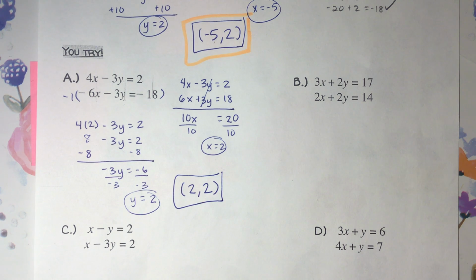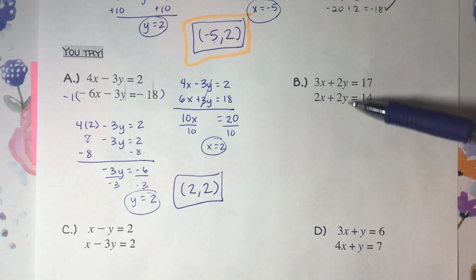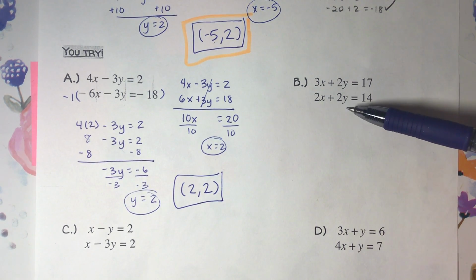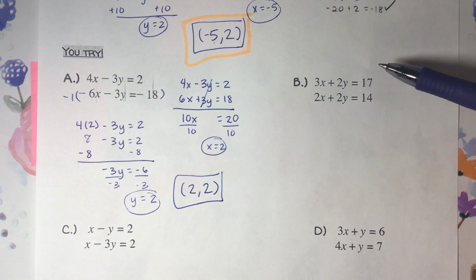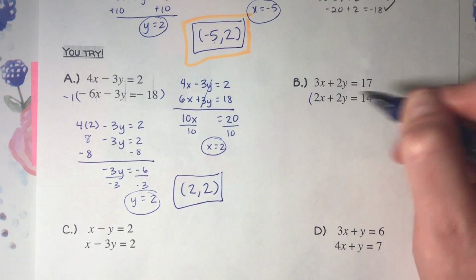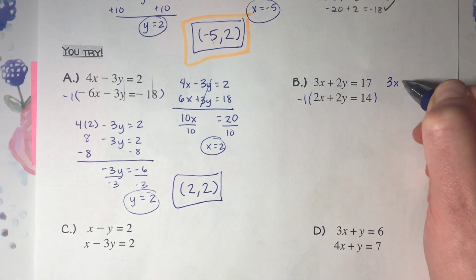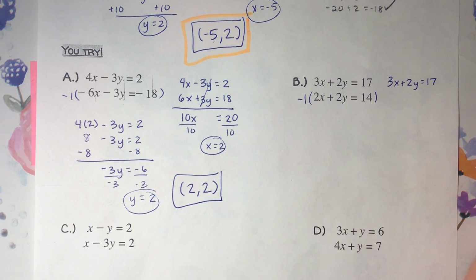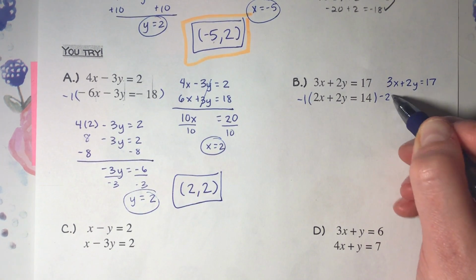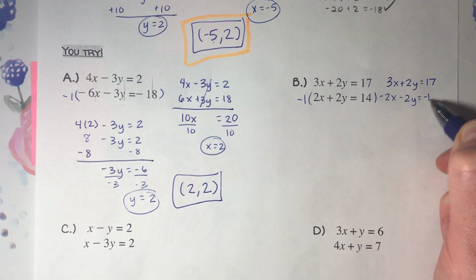We're just continuing this practice in the next examples. In the next examples, I have 3x plus 2y equals 17, and 2x plus 2y equals 14. Notice how the 2y and the 2y are the same numbers, but I need them to be additive inverses of each other. So I'm just going to multiply the bottom equation by negative 1. And this is going to get me 3x plus 2y equals 17. And then negative 2x minus 2y equals negative 14.